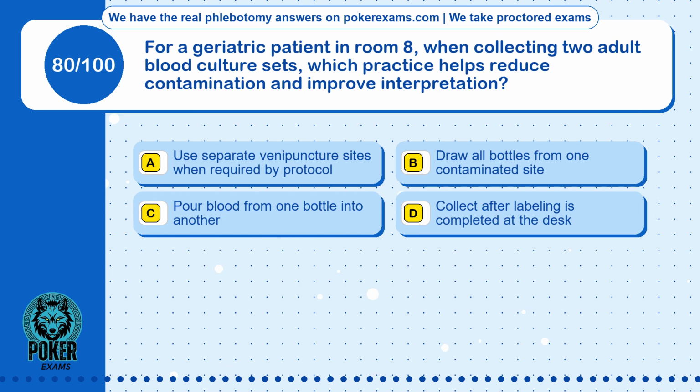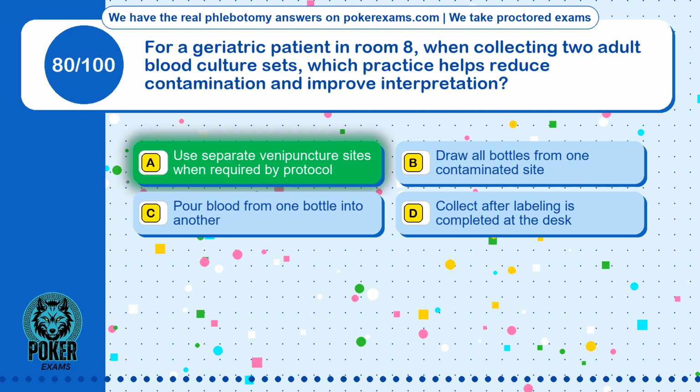Question 80. For a geriatric patient in room 8, when collecting 2 adult blood culture sets, which practice helps reduce contamination and improve interpretation? Option A. Use separate venipuncture sites when required by protocol. Option B. Draw all bottles from one contaminated site. Option C. Pour blood from one bottle into another. Option D. Collect after labeling is completed at the desk.